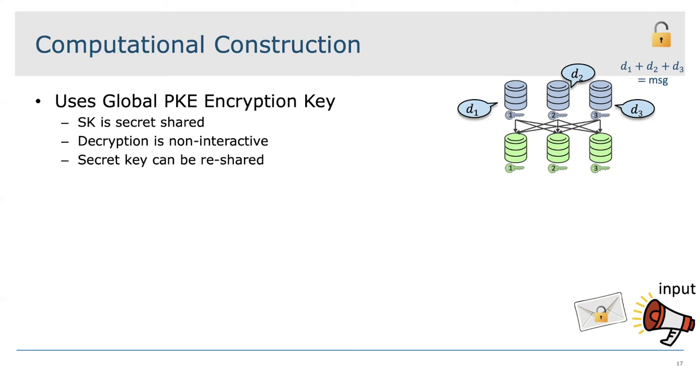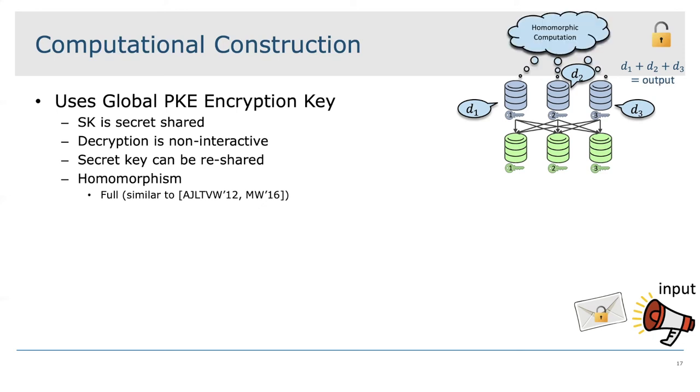But in order to support computation on those secrets, we need an additional property. We need our encryption scheme to be homomorphic. If it's fully homomorphic, then we're basically done. We can have the blue committee perform the entire computation homomorphically and publish partial decryptions of the output that can then be combined to recover the output itself.